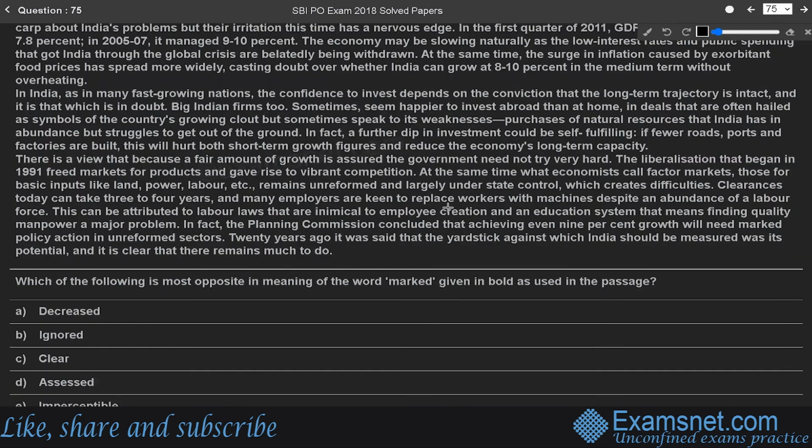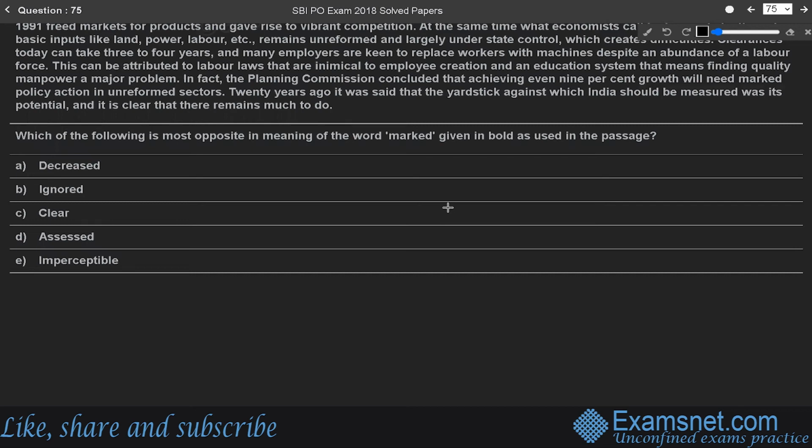Next part of the question is, which of the following is most opposite in the meaning of the word marked given in bold as used in the passage? The word marked in the passage is used to indicate a policy action that is very clear and obvious. And imperceptible is opposite in meaning to marked. So we can say that the word which is opposite to marked is imperceptible. So the correct option is option number E here.